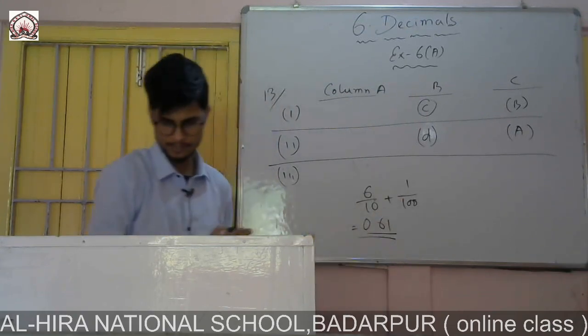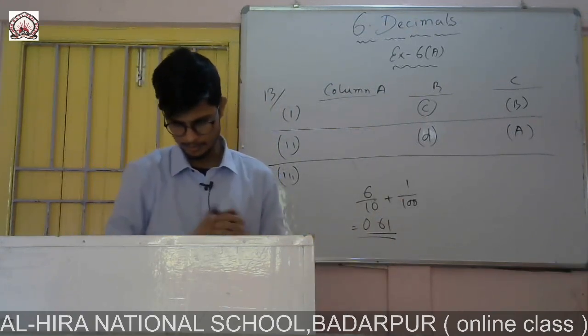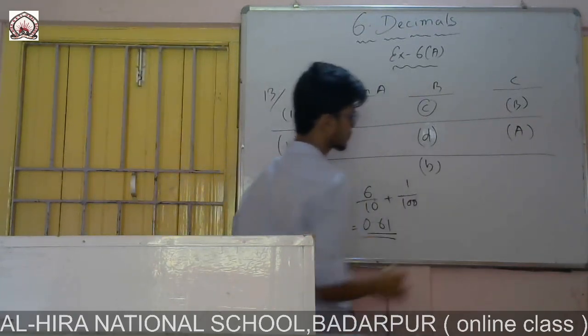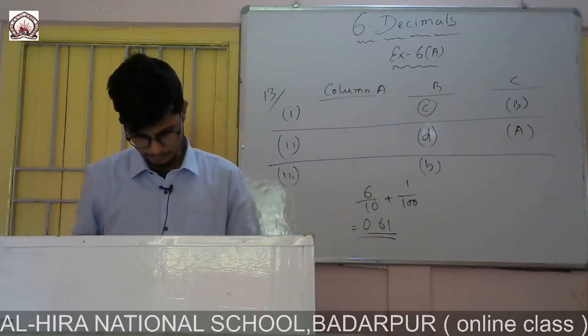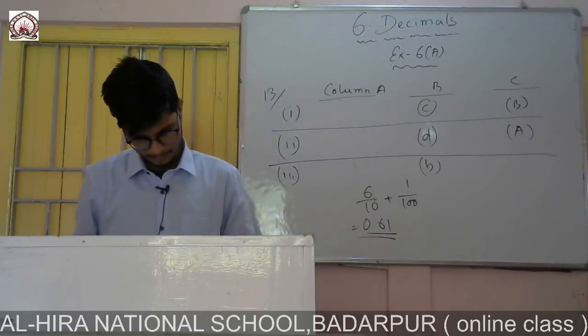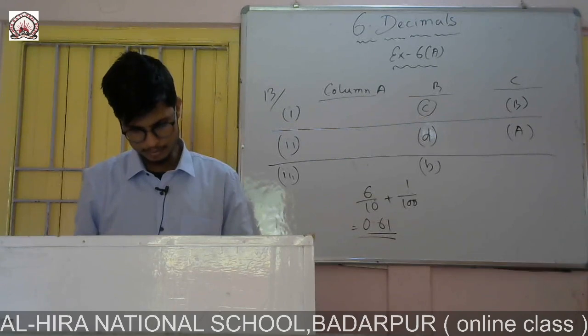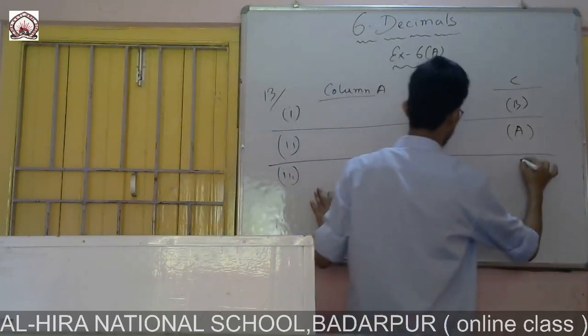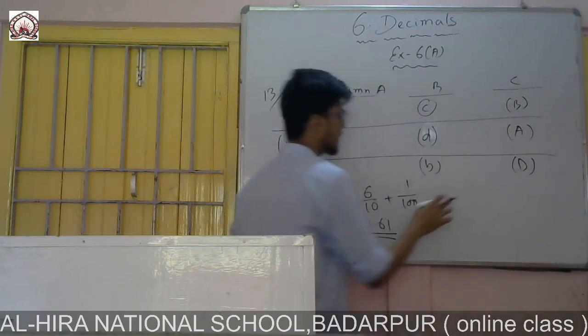So it is 0.61. Where is it written 0.61? It is option number B. You see, it is written 0.61. And then you find this in column number C. It will be option number D. You see, it is written 0.61. So Roman 3 answer is B and D.